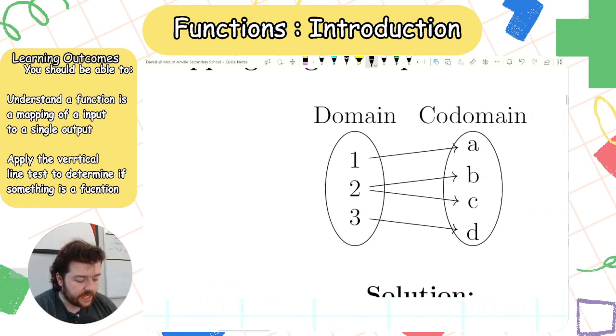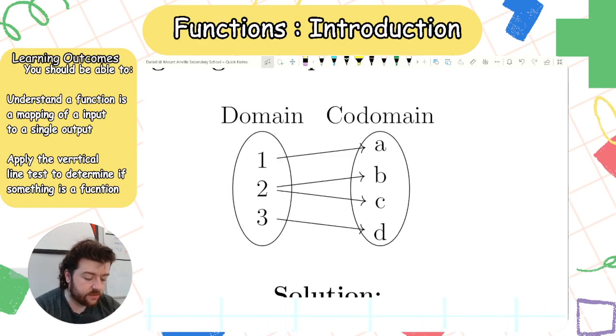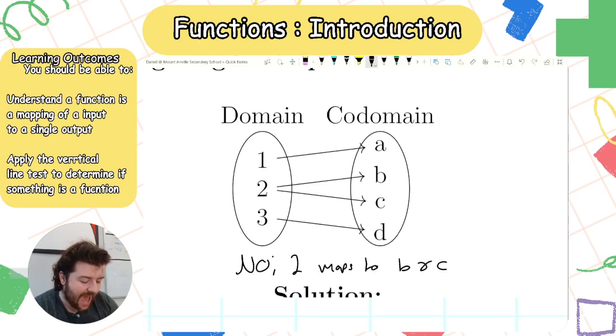Now let's look at this one. Is this one considered a function? Domain is another word for my input; we're going to go over that in the next video. So my inputs are 1, 2, 3. My codomain is A, B, C, D, so my outputs are A, B, C, D. 1 goes to A, 2 goes to B, and 2 goes to C, and 3 goes to D. So is this a function? No, it's not a function because 2 maps to B and C. One input cannot have two outputs.